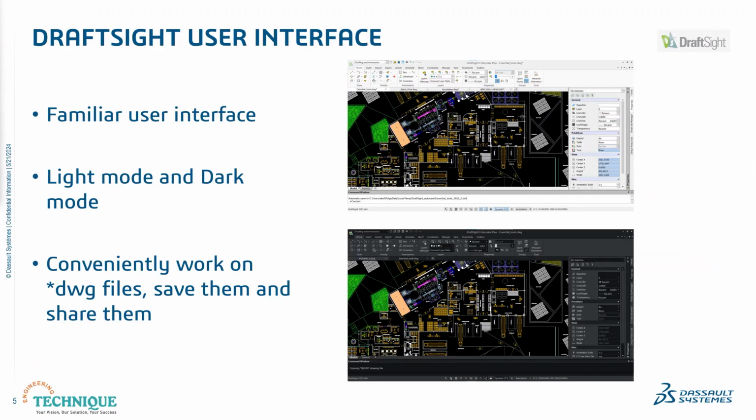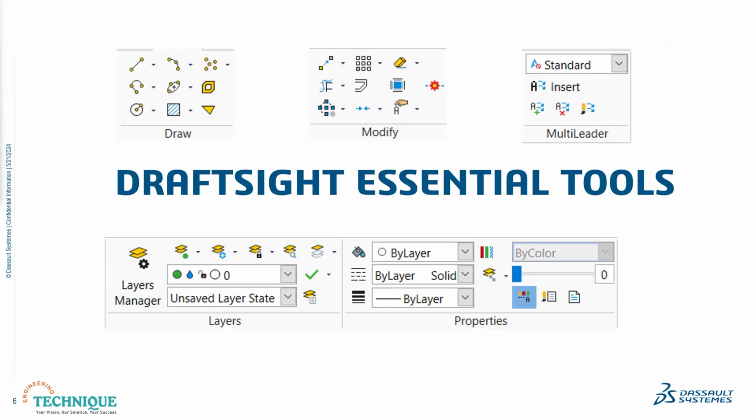DraftSight offers a familiar user interface, allowing users to work comfortably. It provides both dark mode and light mode options for personal preferences. With DraftSight, we can conventionally work on DWG files, save them, and easily share them with others. Now let's check the essential tools of DraftSight for creating detailed drawings. Let's move to the application.